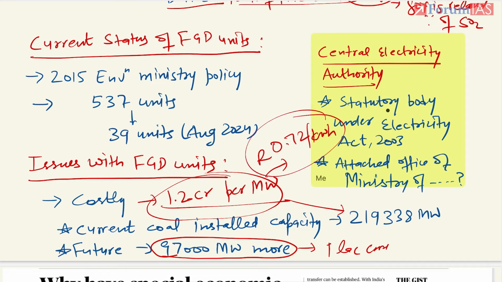So per unit, 72 paisa cost is increased for the thermal power plants and the consumer when FGD units are installed. On the basis of this issue of the cost, the committee has recommended that we should now do away with the requirement of FGD units.